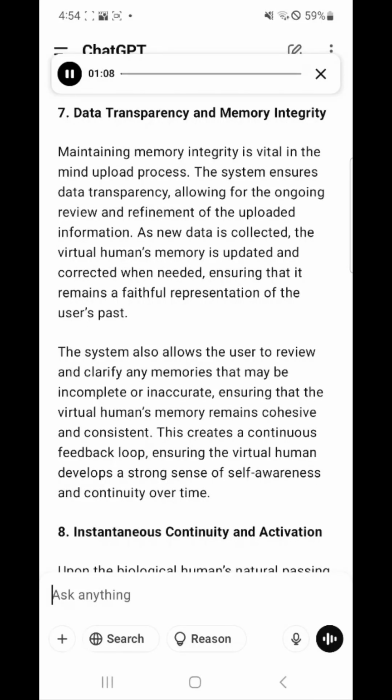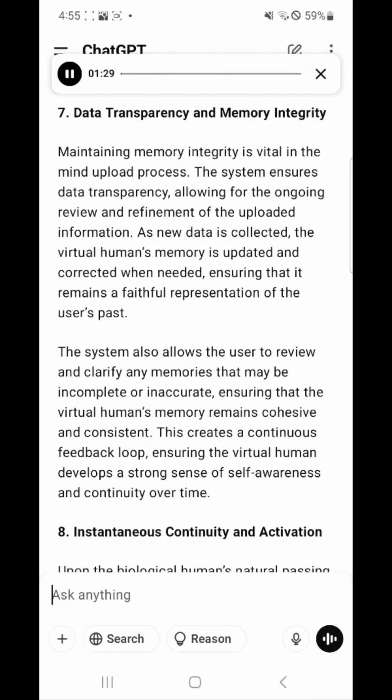The system also allows the user to review and clarify any memories that may be incomplete or inaccurate, ensuring that the virtual human's memory remains cohesive and consistent. This creates a continuous feedback loop, ensuring the virtual human develops a strong sense of self-awareness and continuity over time.